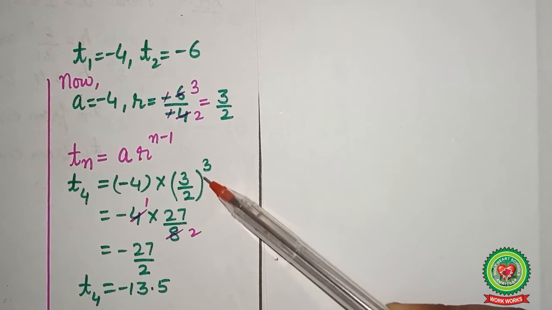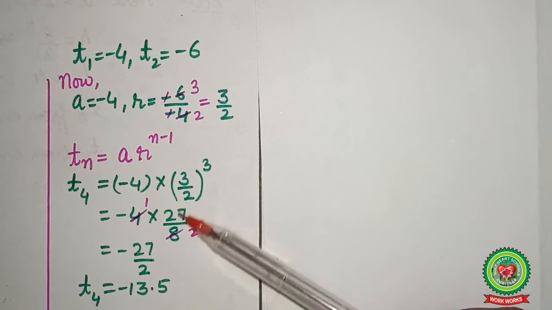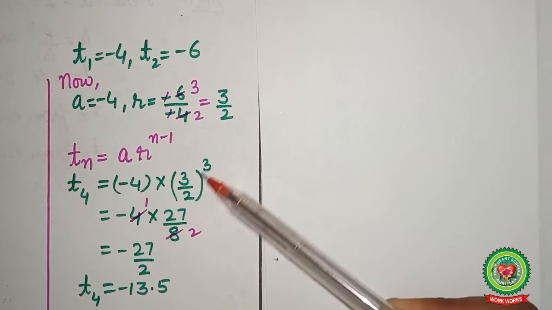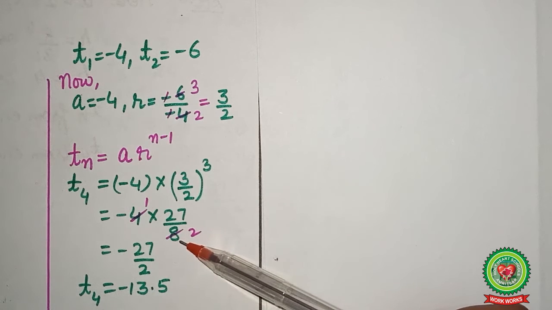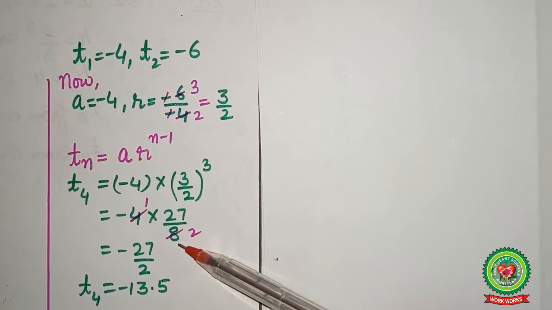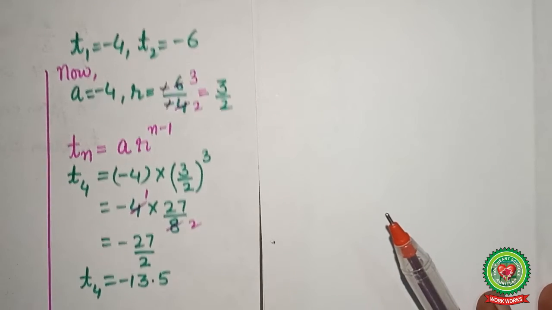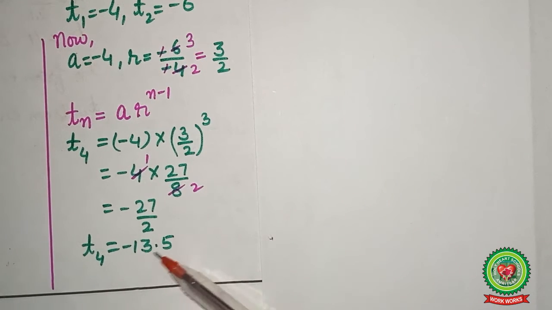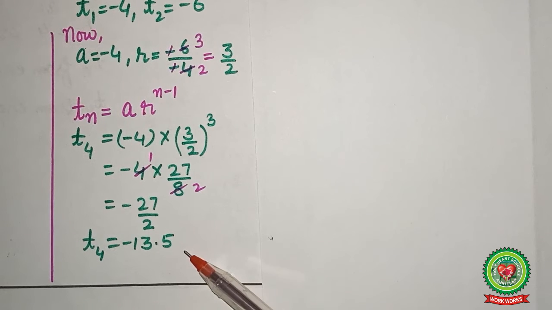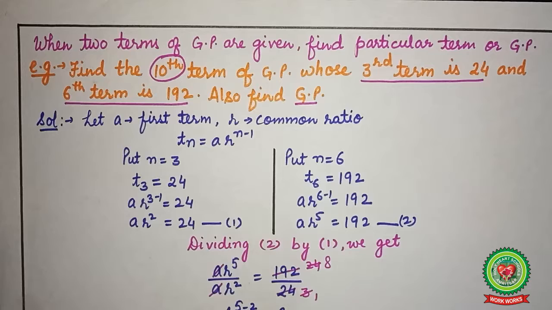Now on solving this cube, that is 3 cube is 27 and 2 cube is 8. So after cutting we are left with minus 27 upon 2. So the 4th term is minus 13.5. In this way we can find a term of the GP. Now let's take another important question.